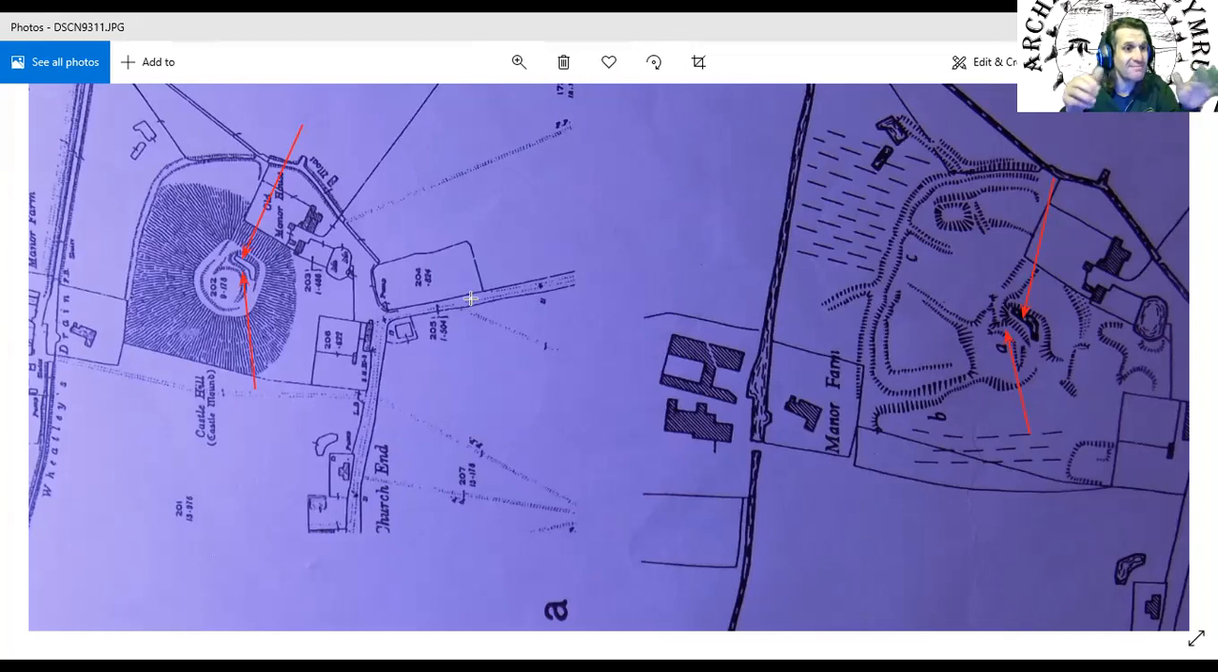Are you confused yet? What I'm trying to get at with all of this is that maps are massively useful.